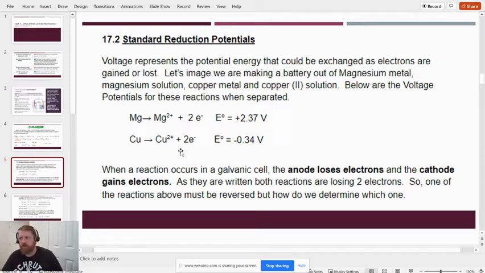So if you made two halves of a battery, one with magnesium and magnesium ions, one with copper and copper ions, and you connected them all together, salt bridge, wire, one of these reactions has to flip around and go the other direction. So what do you suppose would happen to the voltage if one of these reactions was written backwards? Use your Hess's law brain. What would happen in Hess's law if you wrote a reaction backwards? Well, the exact same thing happens here to the voltage. The voltage would change from negative to positive or positive to negative.